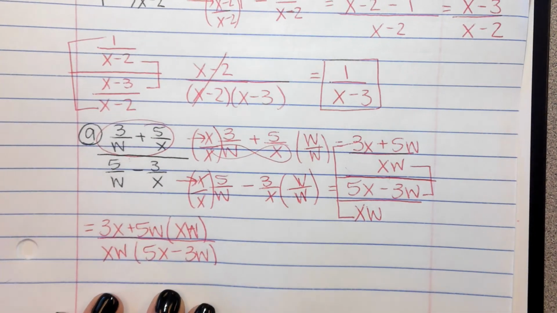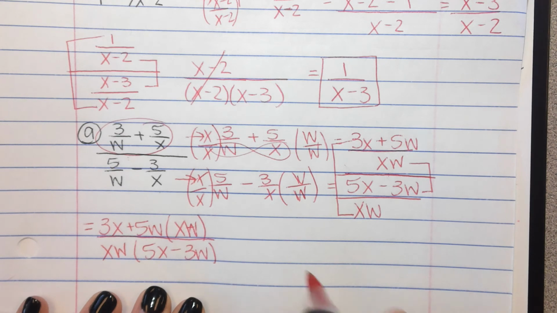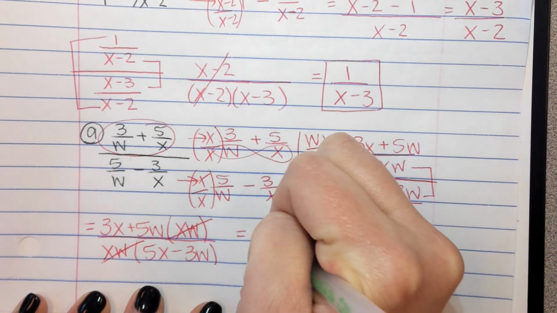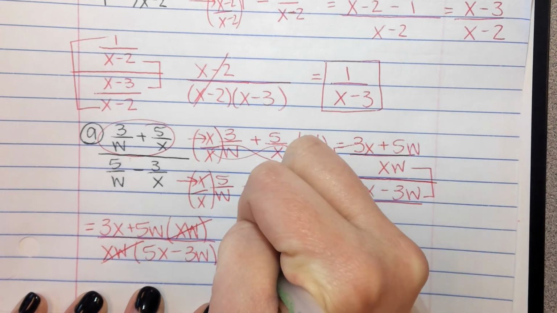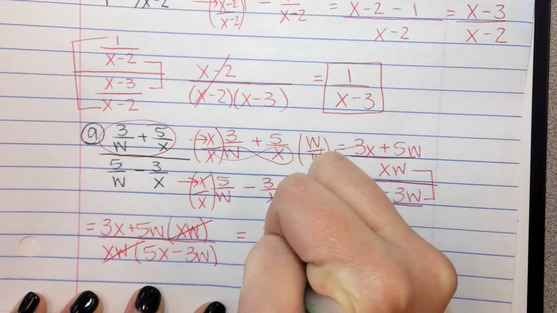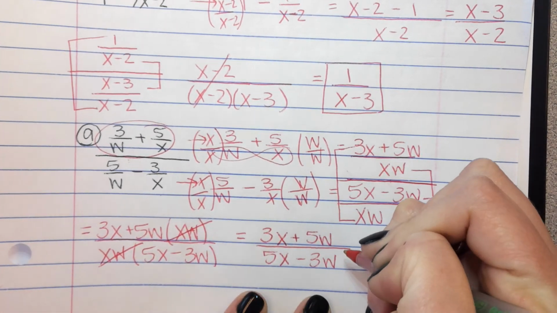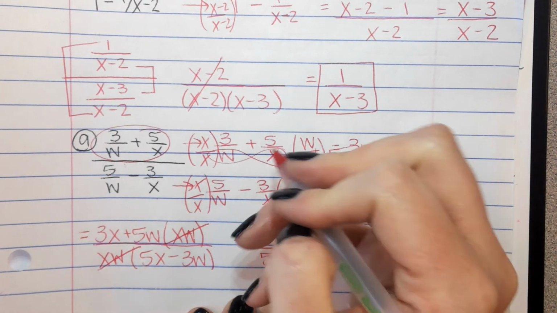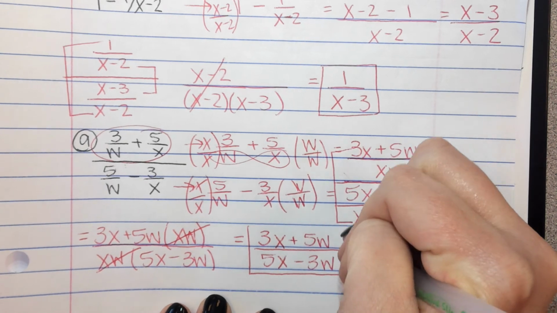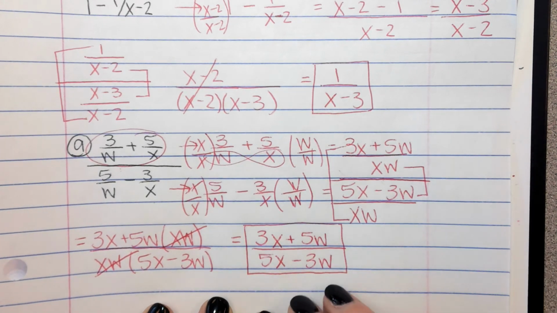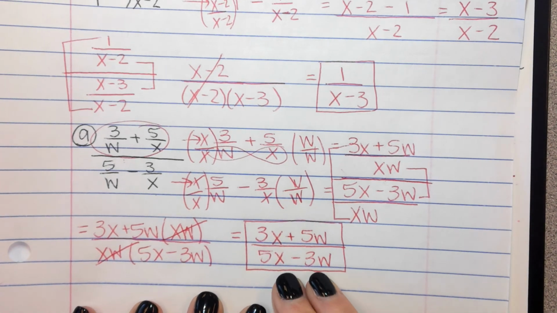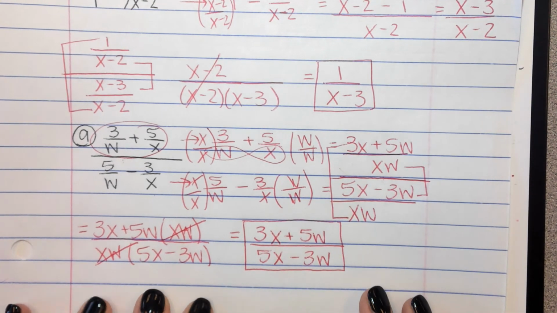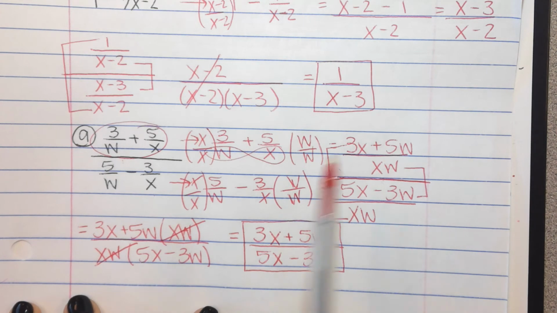Can I simplify anything? Yep, the xw's can go away, and we're left with 3x plus 5w all over 5x minus 3w. And I know that it's very, very tempting here to try to cancel something out or divide something out, but there's nothing that we can do. This just is what it is. Okay, they're very, very similar, but they're different enough that nothing's going to cancel or divide out. All right, so that's your last example.